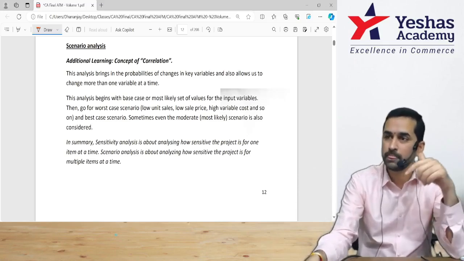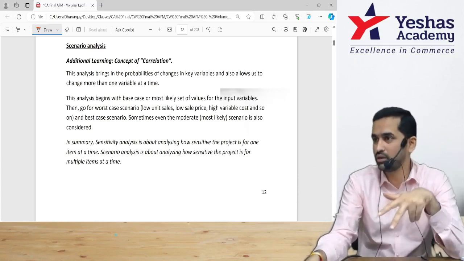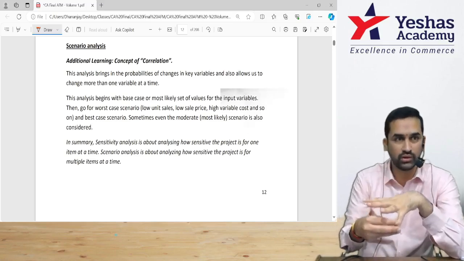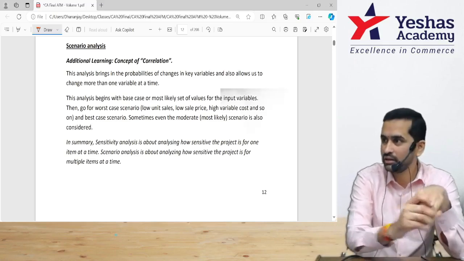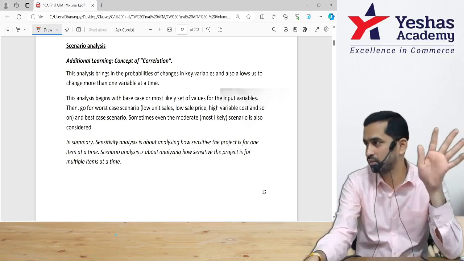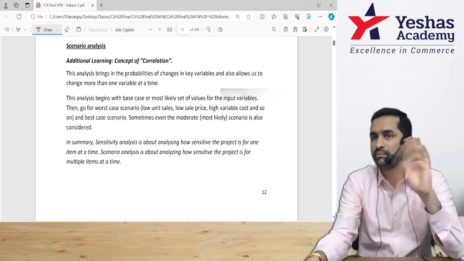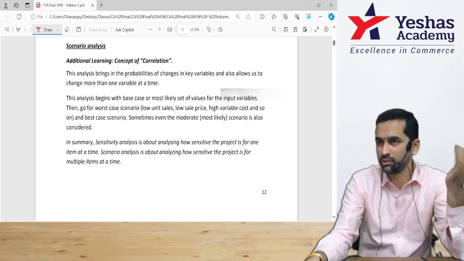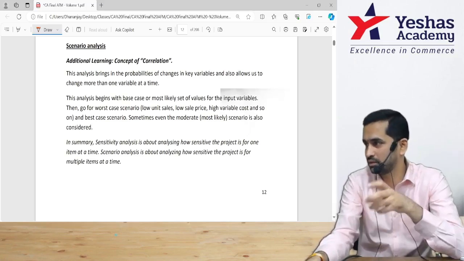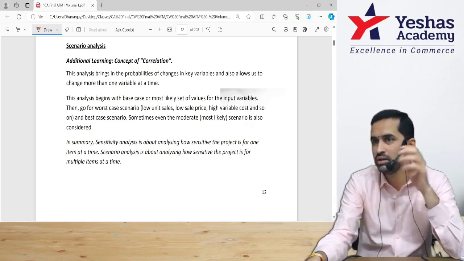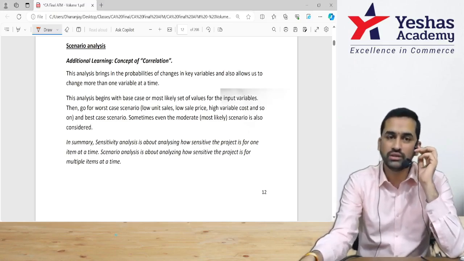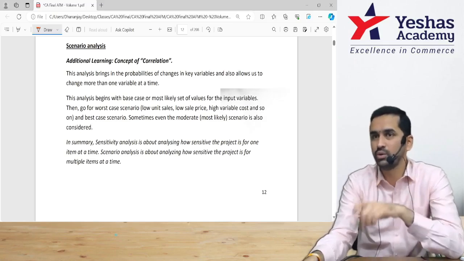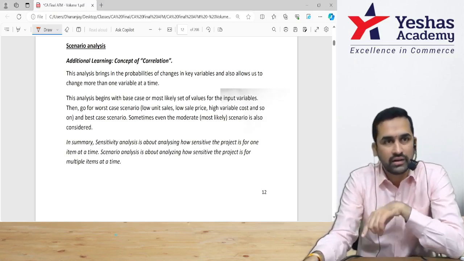Quantity goes up, price is also going up, variable cost is going down, fixed cost is also going down. Imagine tax rate also goes down. Everything happens in the same year. Then that's the best case scenario, right? And then there can be moderate scenario where quantity goes up but price comes down, variable cost goes up but fixed cost comes down. Combination of one or two good things, one or two bad things. Now this is the most likely scenario. So scenario analysis is changing more than one variable at a time.